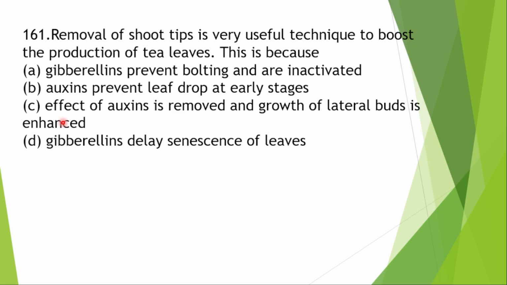Next, 161. Removal of shoot tip is a very useful technique to boost the production of tea leaves. This is because gibberellins prevent bolting and are inactivated. B. Auxins prevent leaf drop at early stage. C. Effect of auxin is removed and growth of lateral bud is enhanced. So C is right here.